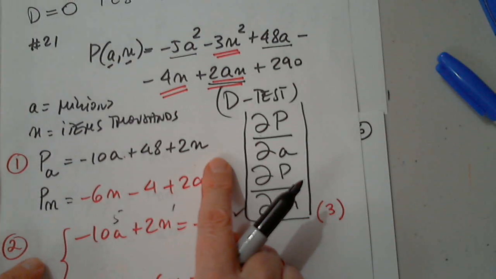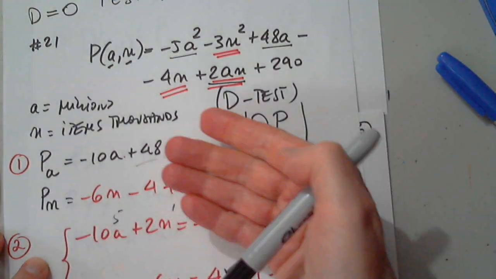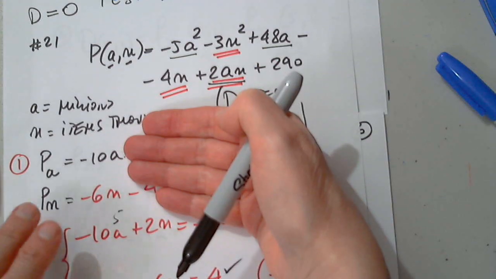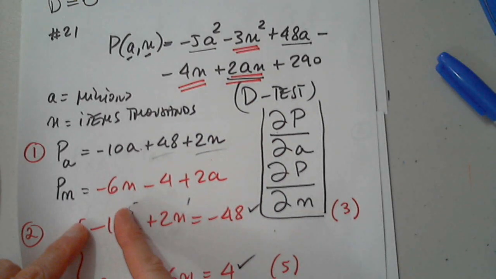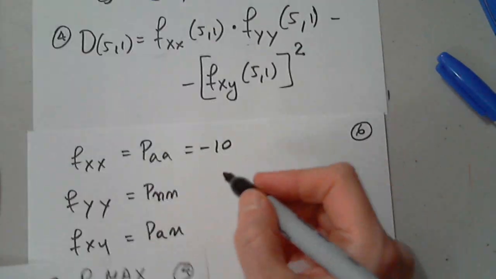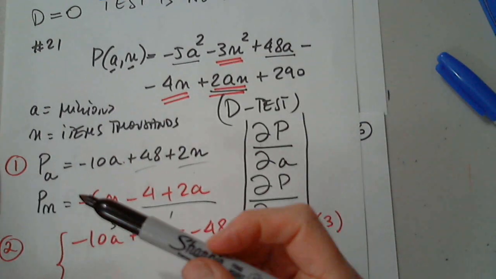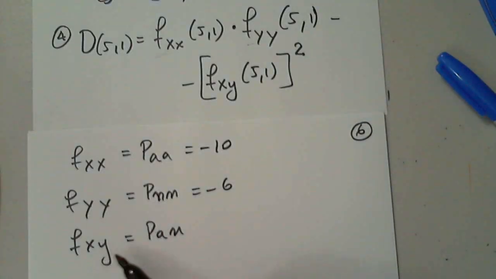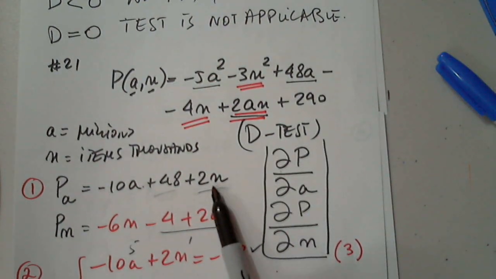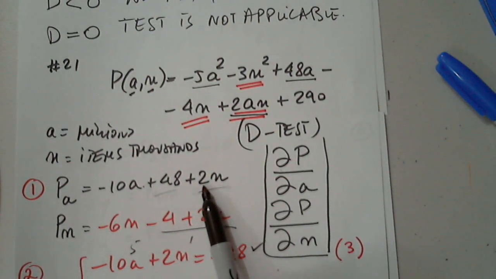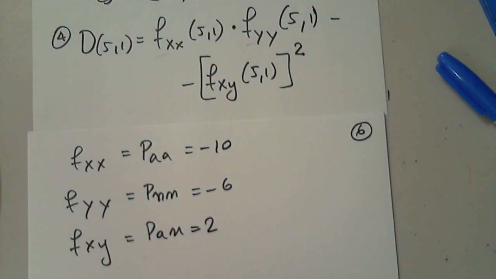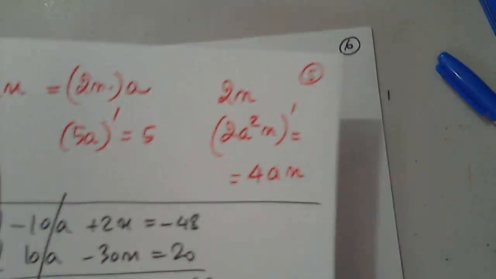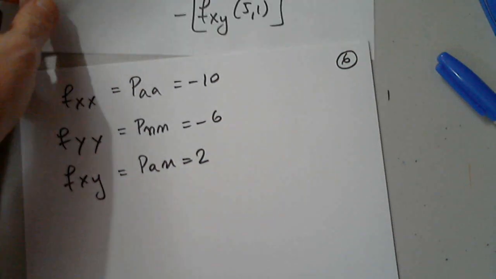Okay, so PAA, I already have this differentiated with respect to A. These are gone because they don't have A in them. So this is negative 10. Now PNN, these are gone, negative 6. And now PA with respect to N is just 2. These are gone. N is only here. So when I differentiate this with respect to N, I get 2. Nice. So now the 5, 1.